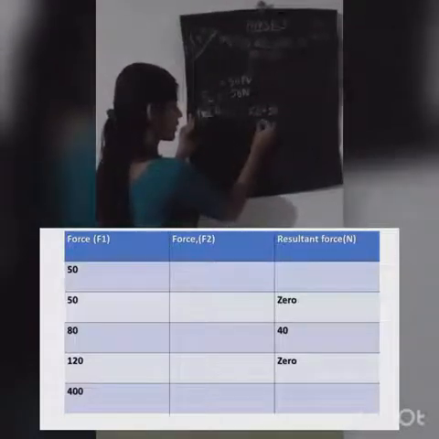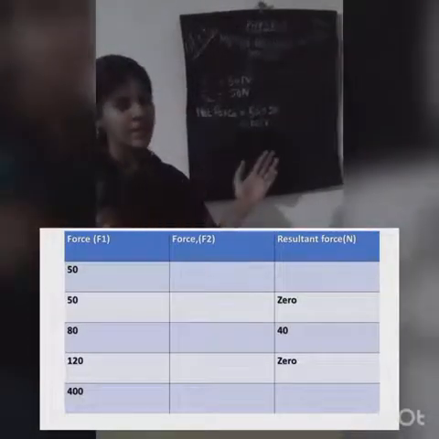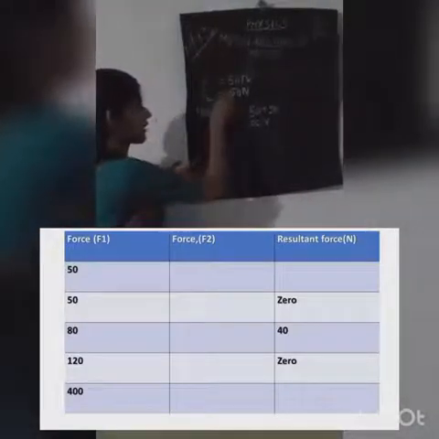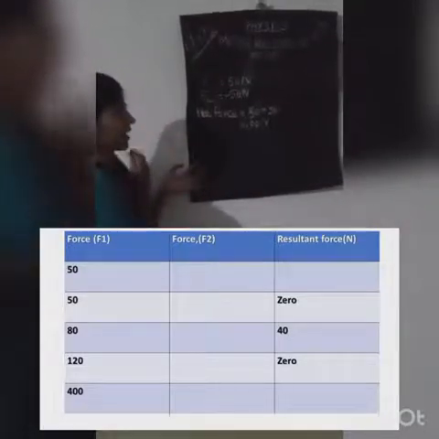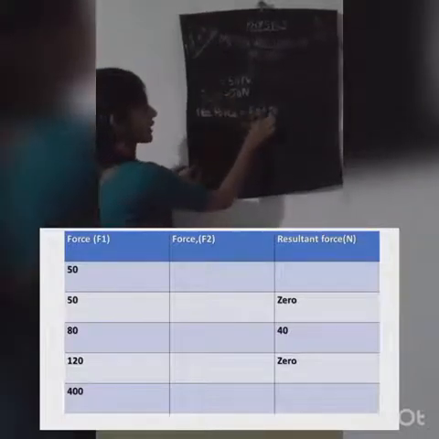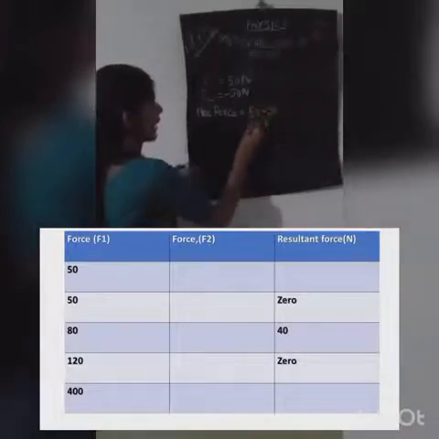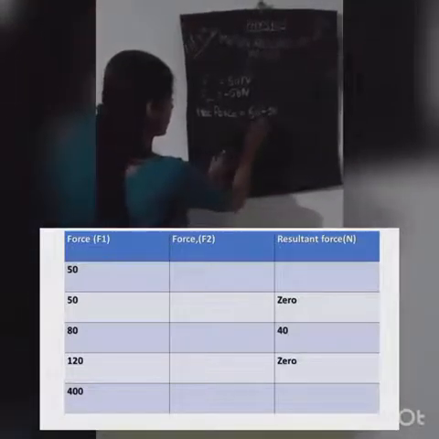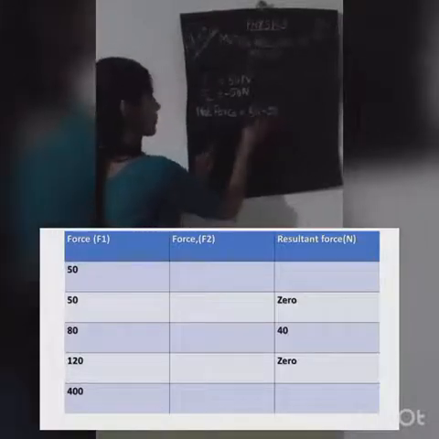Then what about the second picture? Here the persons are applying equal force but in opposite directions. So in this case, F1 equals 50 Newton, F2 equals minus 50 Newton, and the net force equals F1 plus F2, where F2 is minus 50 Newton, and we get the answer 0 Newton in the second case.